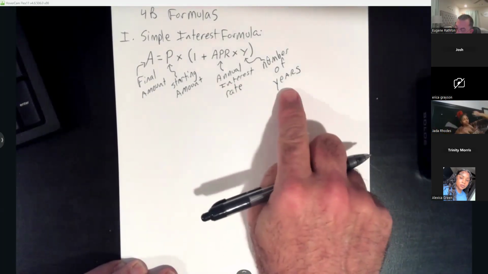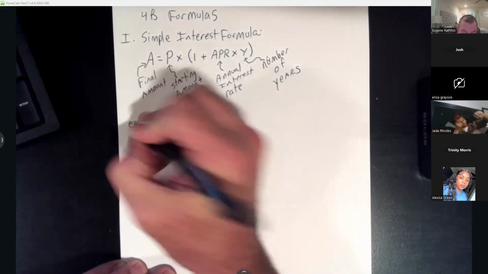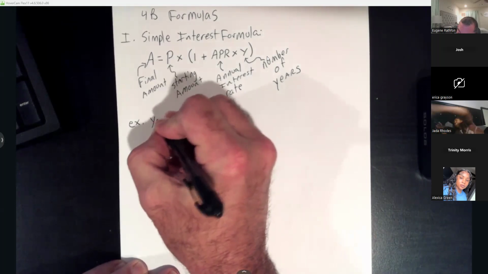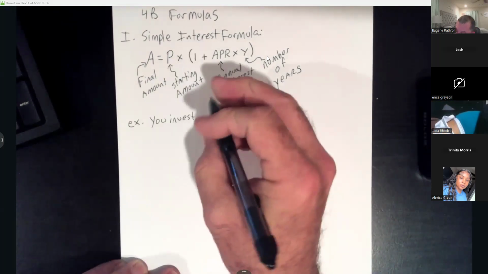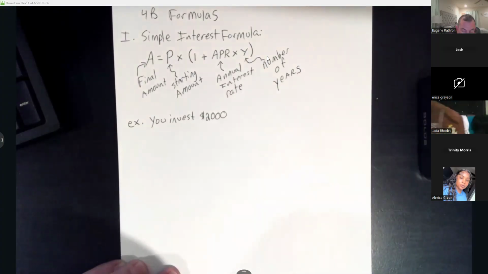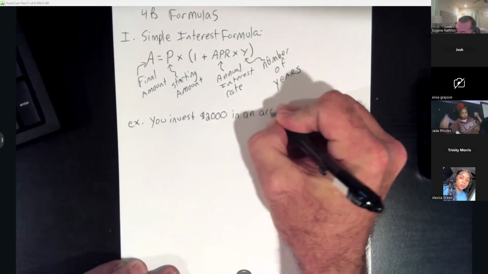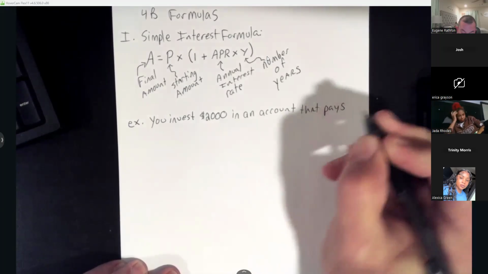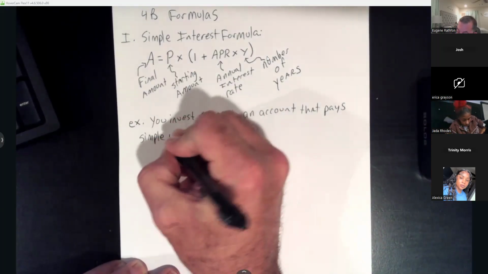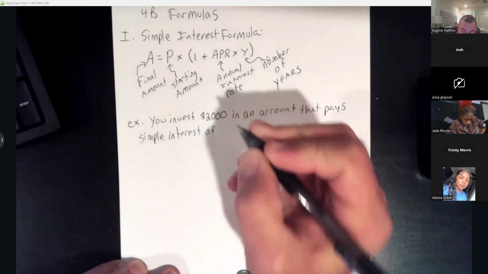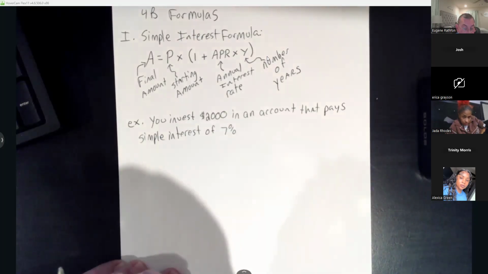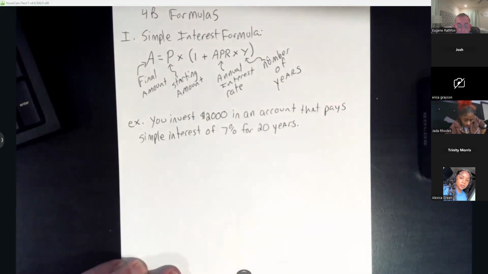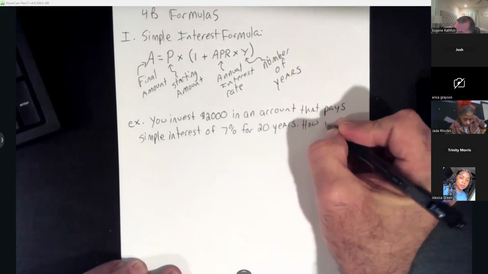Okay, so I'm going to give you an example of this one. So y'all, for our example on simple interest, you invest $2,000 in an account that pays simple interest of 7% for 20 years. So how much money will you have after the 20 years?